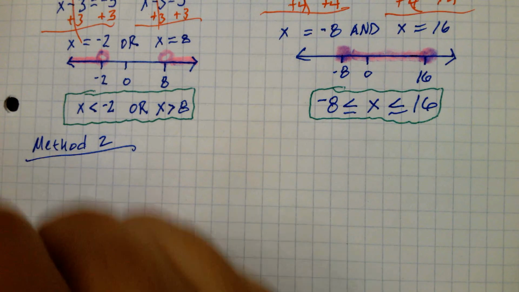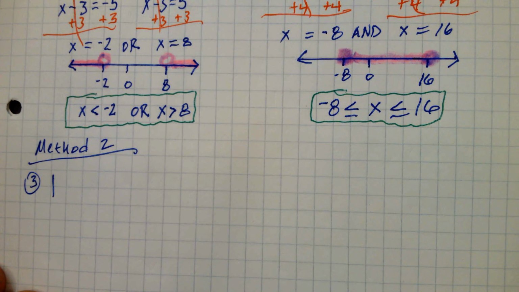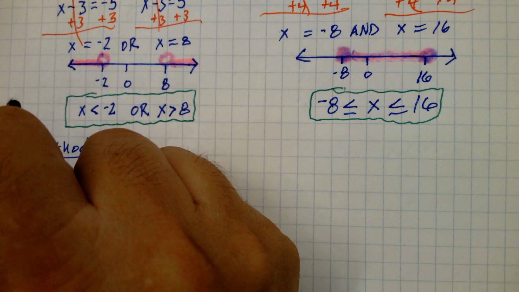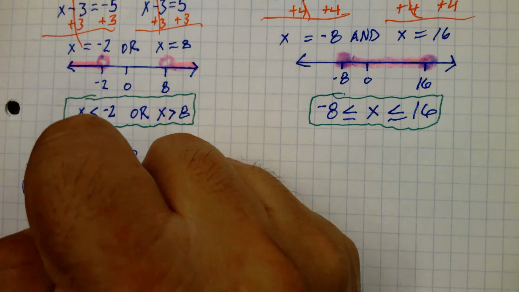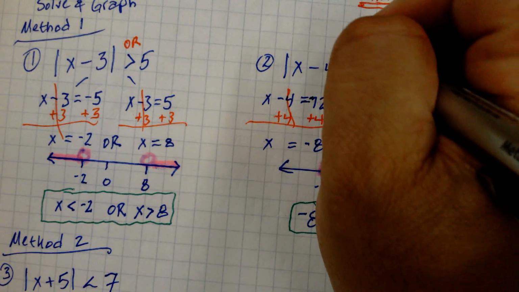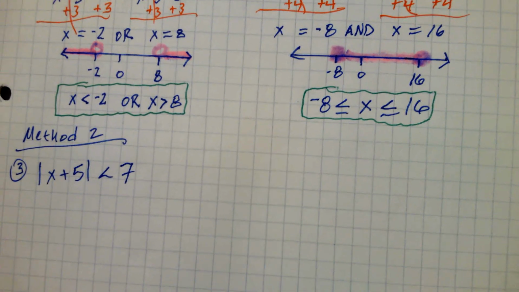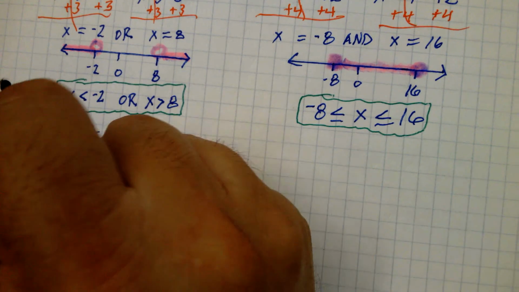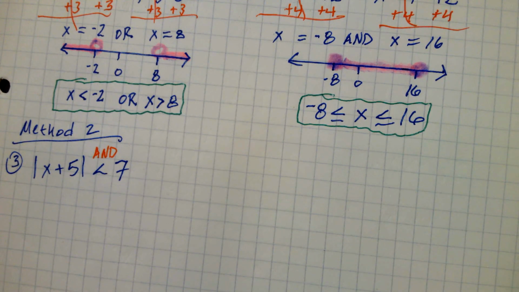Okay, so let's do another one. This is going to be number 3. Absolute value of x plus 5 is less than 7. Oh, I forgot to put, this is an and, just to remind us. And since we're on that, is this an and or a or? Okay. So method 2 is where you actually deal with them as inequalities to solve them. So let's break it up and solve these.